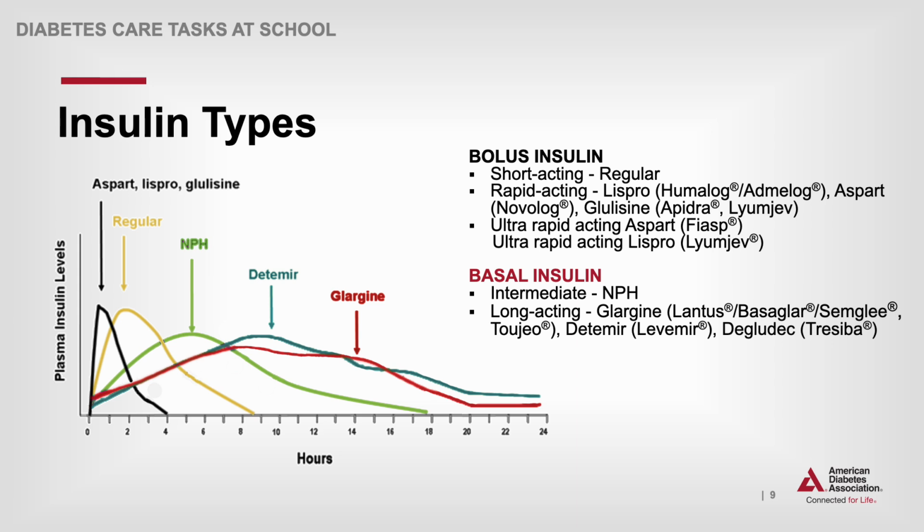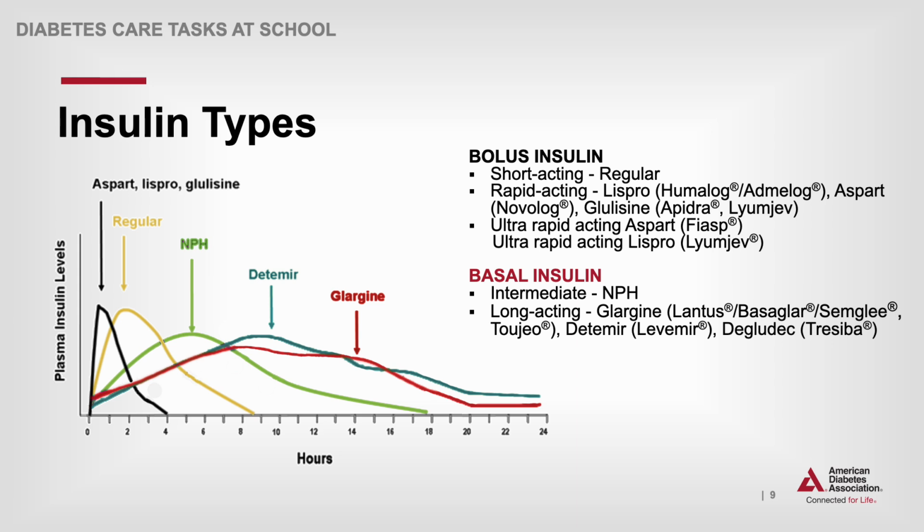hypoglycemia or low blood sugar can occur if a meal or snack is delayed greater than 15 minutes after injection of rapid-acting insulin. Rapid-acting insulin is frequently referred to as bolus insulin. Rapid-acting insulin is also used in insulin pumps.